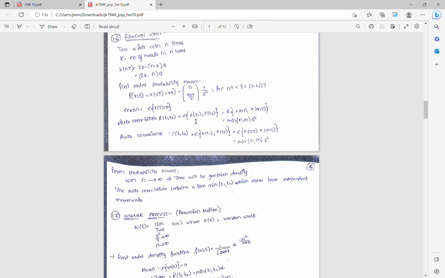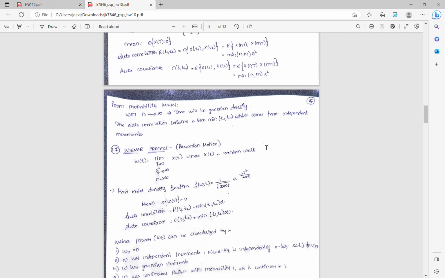The autocorrelation will be equal to min of n1, n2 into s square. The autocovariance will also be the same, that is min of n1, n2 into s square. Now, from the probability masses, we know that x of t will have a Gaussian density. The autocorrelation contains a term min of t1, t2, which comes from independent increments.